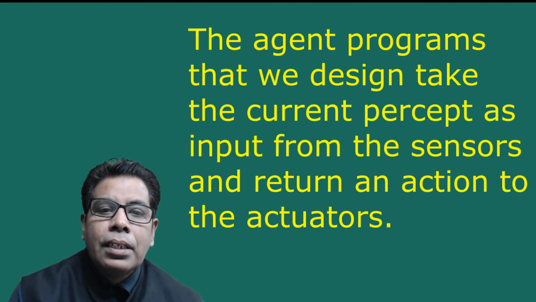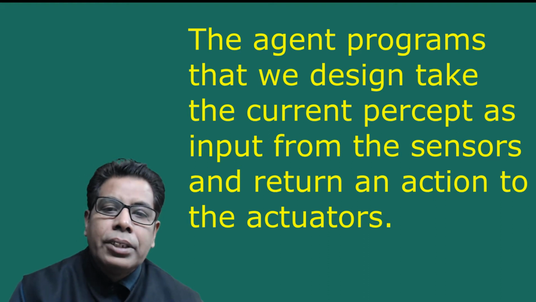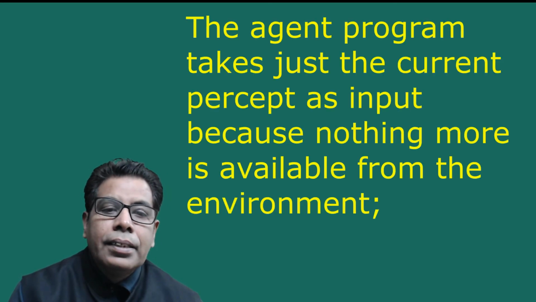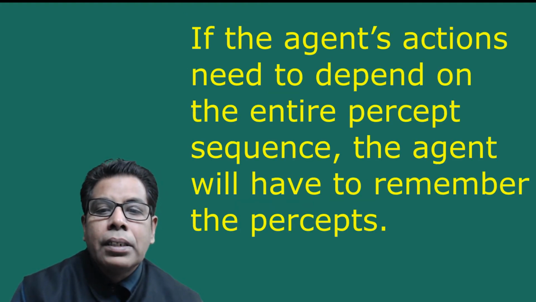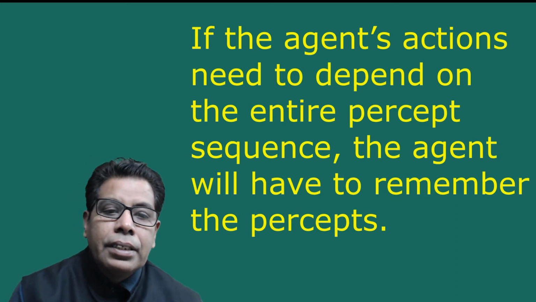The agent programs that we design take the current percepts as input from the sensors and return an action to the actuators. There is a difference between the agent program, which takes the current percepts as input, and the agent function, which takes the entire percept history. The agent programs take just the current percepts as input because nothing more is available from the environment. If the agent's actions need to depend on the entire percept sequence, the agent will have to remember the percepts. So that is the basic difference between the two.